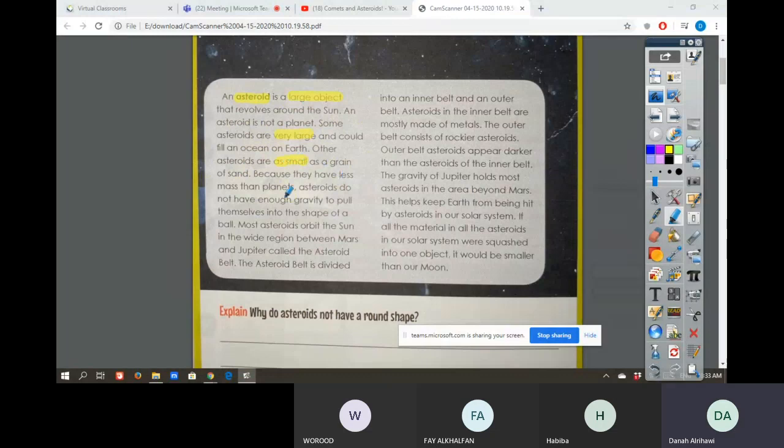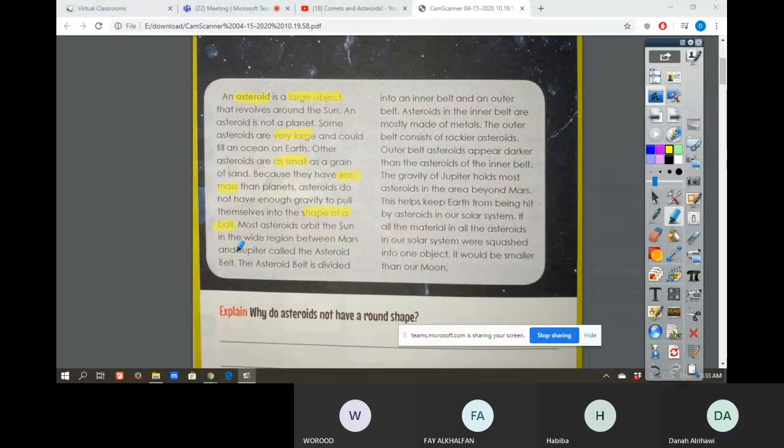Because they have less mass than planets, asteroids do not have enough gravity to pull themselves into the shape of a ball. So they don't have a regular shape. Why? Because they have less mass than the planets, and the asteroids do not have enough gravity. They are irregular in shape. Most asteroids orbit the sun in the wide region between Mars and Jupiter.